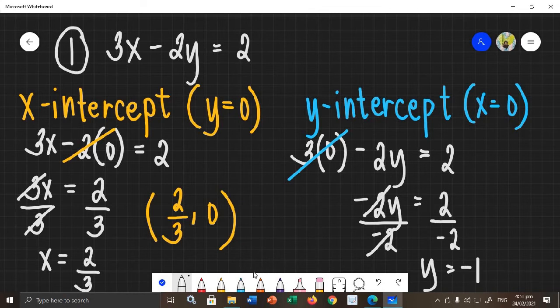And it should be written in ordered pair na form like the x-intercept. So, it will become like this. Your x-coordinate is 0. Ayan, 0 siya. And then, yung y-coordinate is yung sinolve mo, which is negative 1. So that's it. We now have our x and y intercept. Kapag na-solve na natin yung x and y intercept, we can now graph this given linear equation.